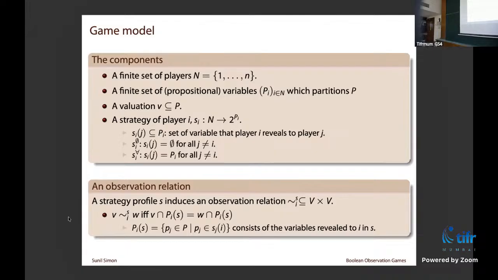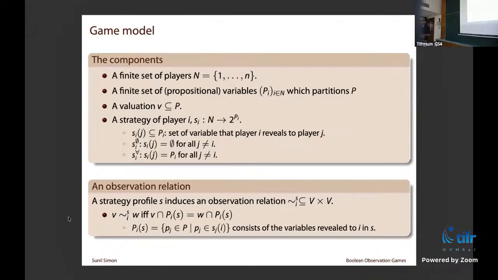So what is this equivalence relation? It's very simple. This is a strategy profile. Let P_i(S) denote all the propositions that player i sees. Of course, player i sees all the propositions that it controls, and also whatever is revealed by others. That's the set P_i(S). Two valuations are indistinguishable for player i if what he can see is the same in these two valuations.